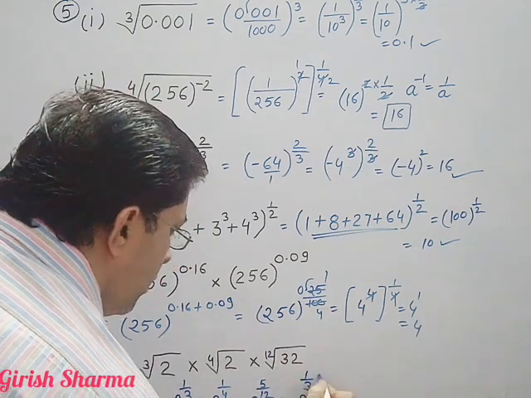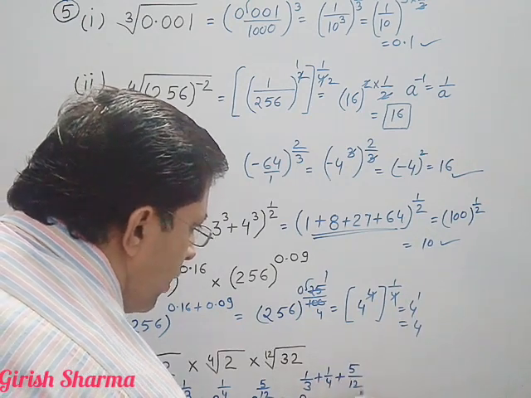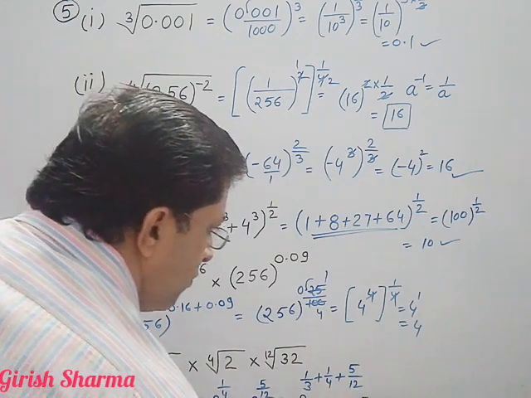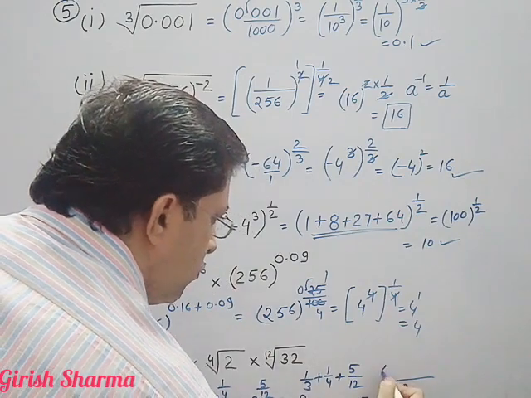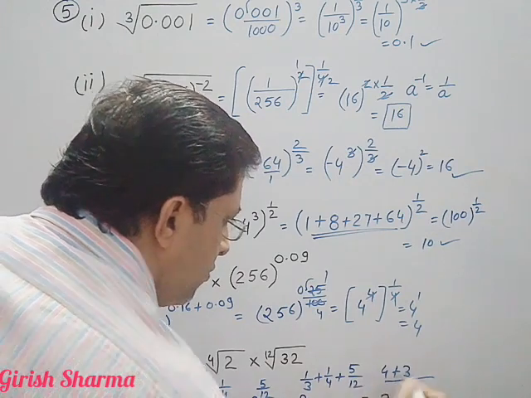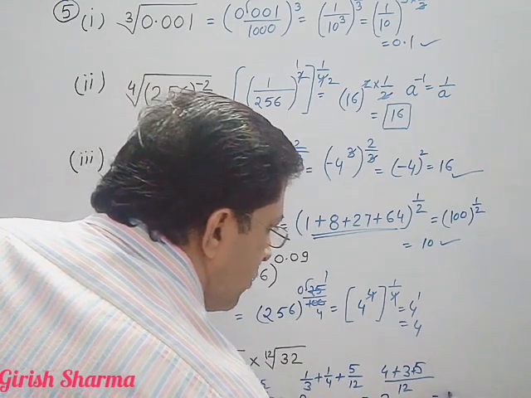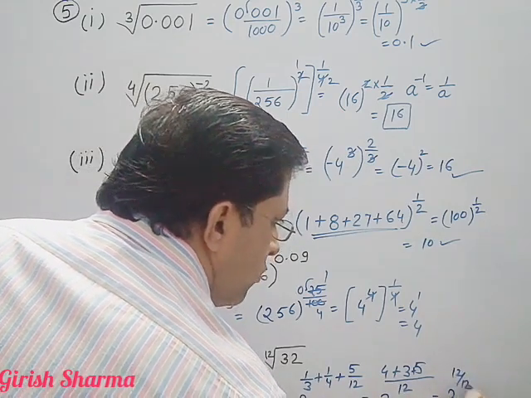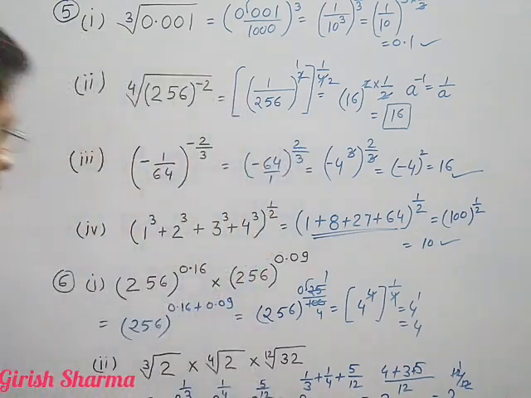1 upon 3 plus 1 upon 4 plus 5 upon 12. What is the LCM? LCM is 12. 3 4s are 12. 4 is here. 4 3s are 12. 12 upon 12 is 1 plus 5. 5 plus 3 is 8. 8 and 4 is 12. This is 2 power 12 upon 12. This is 1. Answer is 2. Like in this way we can get it easily. Now after that we come to the next question.